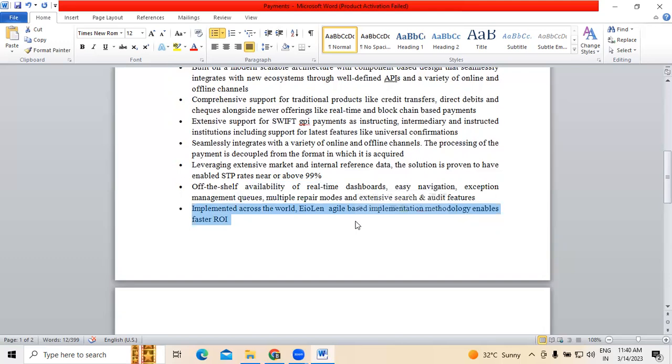So this product is being developed based on agile-based implementation. Because when you are developing a product, in reference to the software development lifecycle, there are different models we use: traditional models, followed by agile models. Traditional models, like the waterfall model and V model, come under that. When we talk about agile models, like Scrum and Kanban, everything will be used. So EOLIN is using an agile-based implementation methodology so that it enables faster return on investment for a customer who is investing in it.